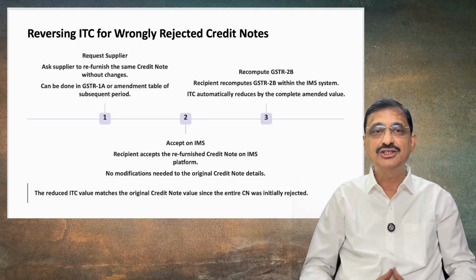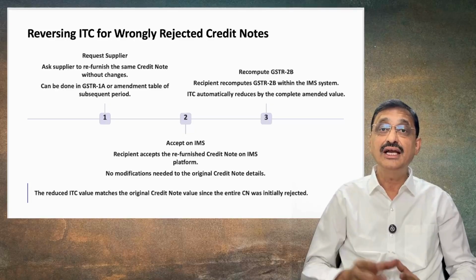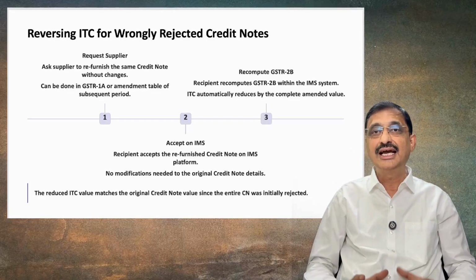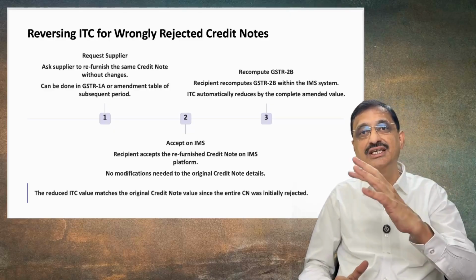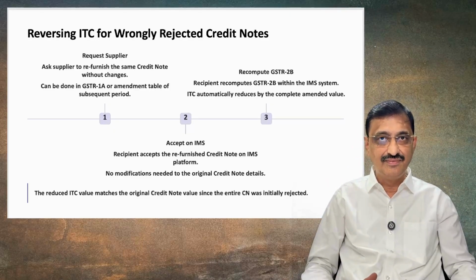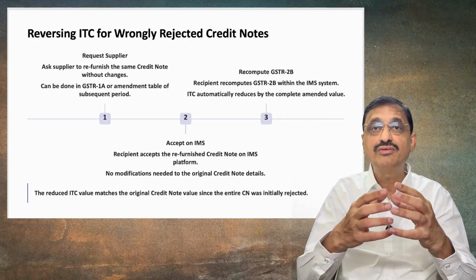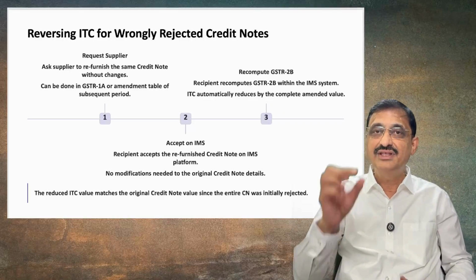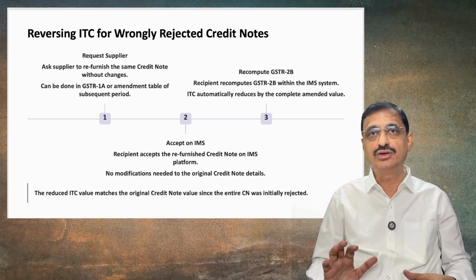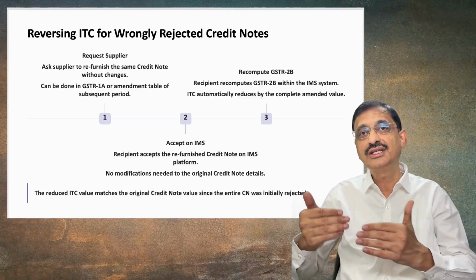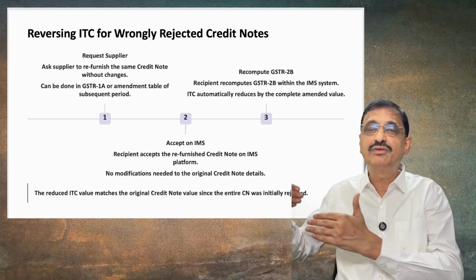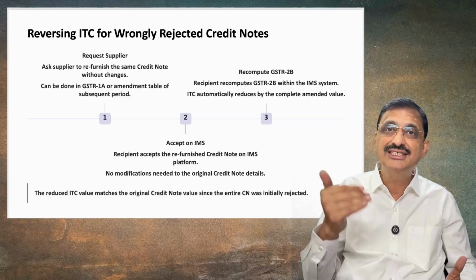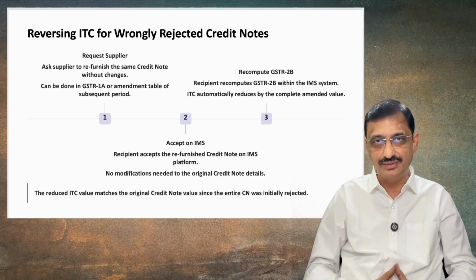We will examine another situation where a credit note has been wrongly rejected by the recipient. Whenever a supplier uploads a credit note in his GSTR 1, that credit note will get populated in the IMS of the recipient. If the recipient accepts that credit note, then it gets populated in GSTR 2B and flows into GSTR 3B, and the recipient has to reduce his ITC to the extent of the credit note.